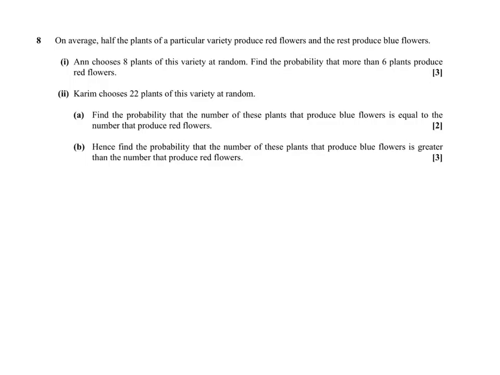Now this is a binomial distribution because the plants are one thing or the other, and we're picking from a certain number of plants. So for part 1 it's binomial, n is 8, and my probability of getting red is half. So I want the probability that I get more than 6, in other words, probability that I get 7, or probability that I get 8 that produce red.